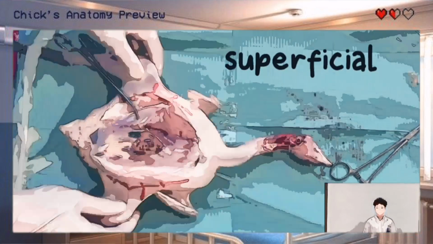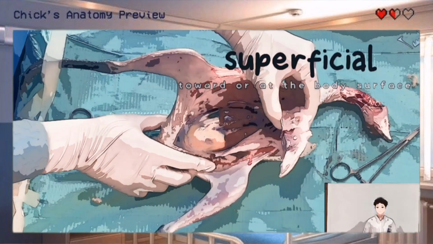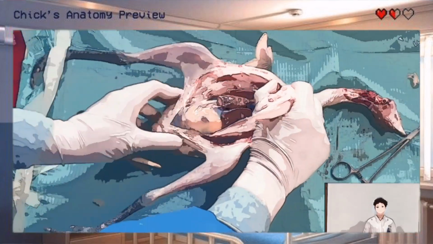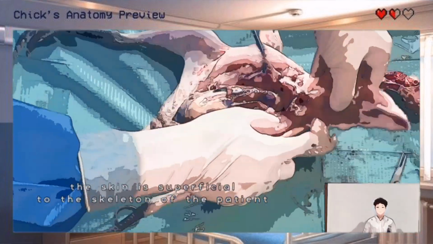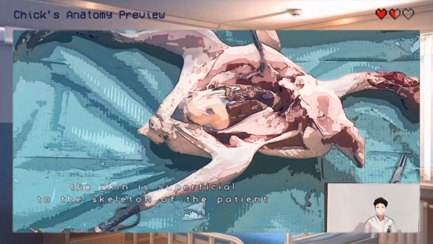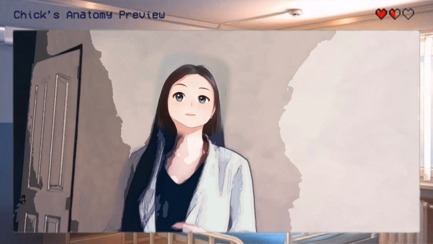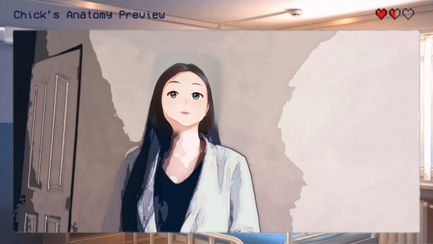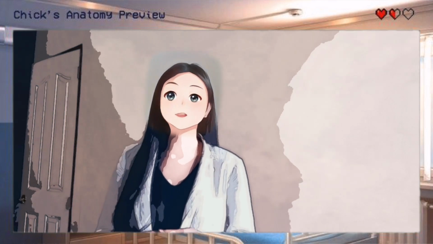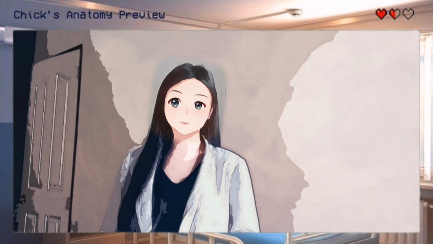What is superficial? Superficial means toward or at the body surface. For instance, the skin is superficial to the skeleton of the patient. So before we examine specific organs, we will be describing first the location or position of the organs using directional terms with reference to other organs.